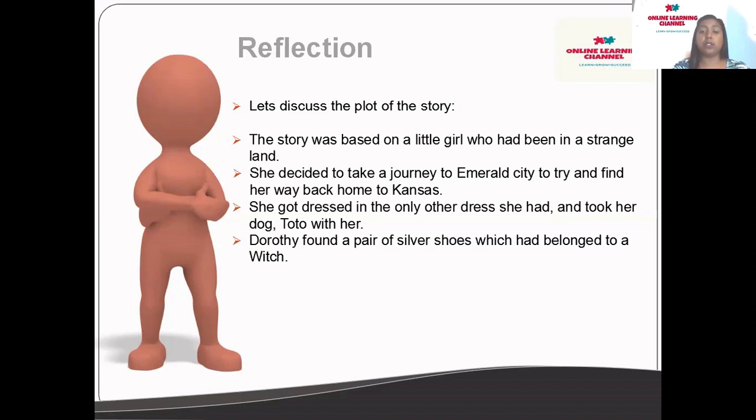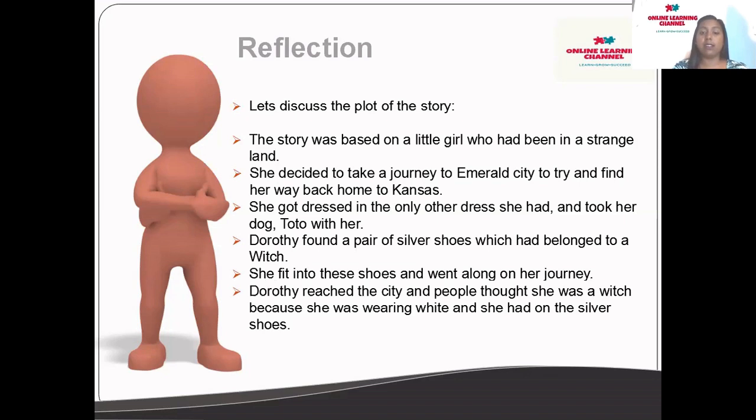Dorothy found a pair of silver shoes which had belonged to the witch. These shoes were there at her home on her cabinet. She put on these shoes and went along on her journey. Remember, the shoes that she had wouldn't have lasted her for her journey because they were worn out and torn. So she took the shoes that she found there and they fitted her perfectly as if they were meant for her. Dorothy then reached the city and the people thought she was a witch because she was wearing white and she had the silver shoes. Remember, they said the witch used to wear those shoes and only witches or sorcerers wear white.